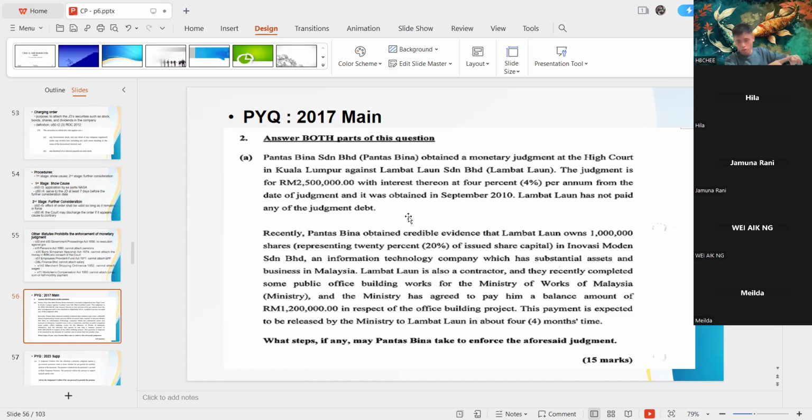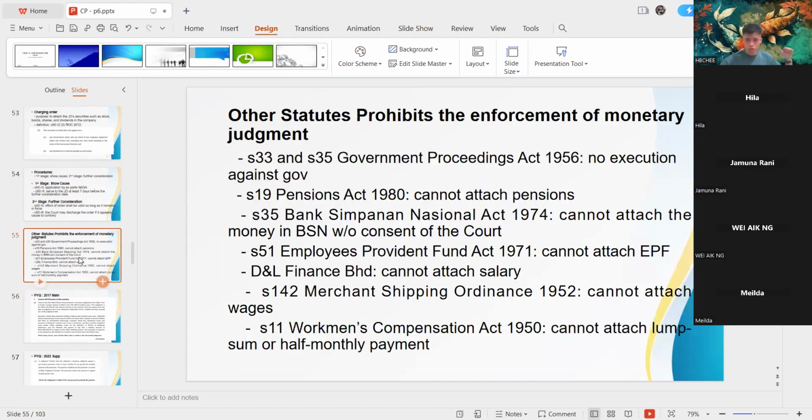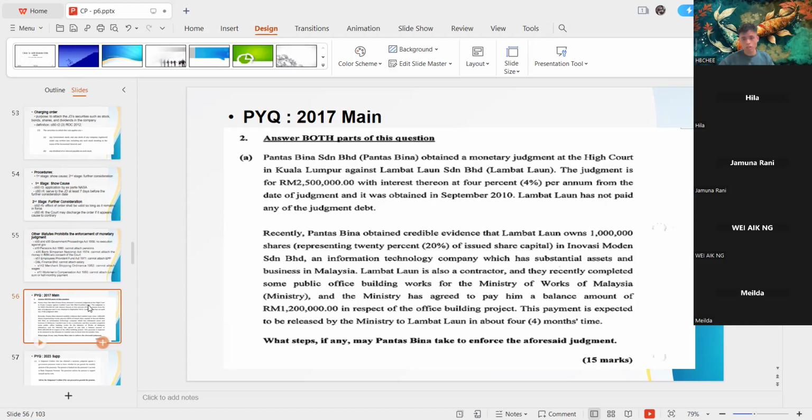However, to conclude your answer, you have to say unlikely that Pantas Bina can go against the government for the enforcement of judgment pursuant to the Government Proceedings Act 1956. No execution can be made against the government. If you cannot recall the particular section, so long as you put Government Proceedings Act, then you write out the things already. Your answer for this 15-mark question is secure. Is that okay for everyone?